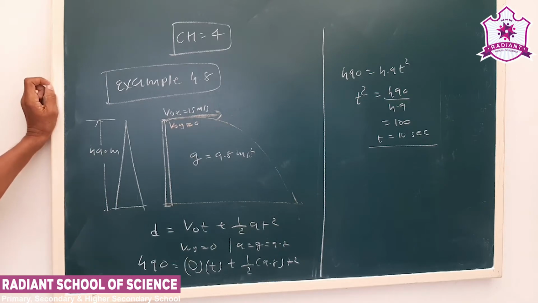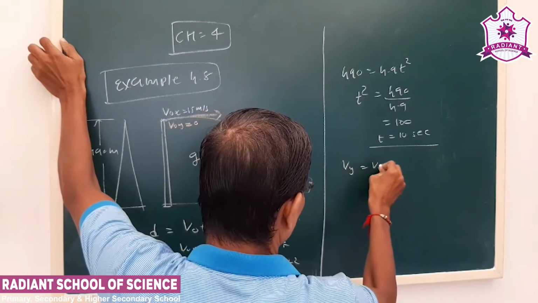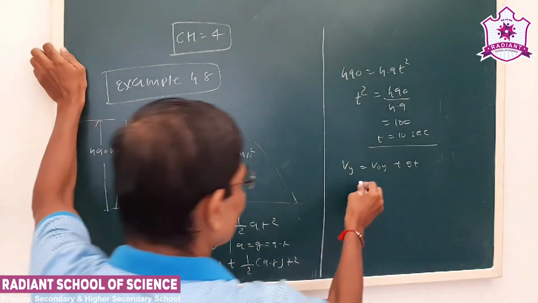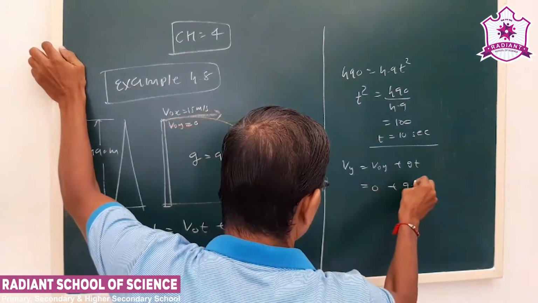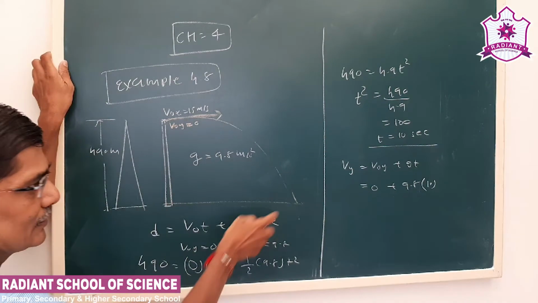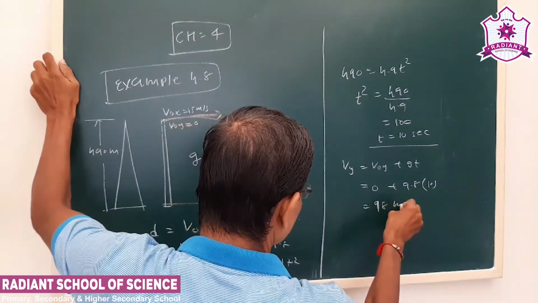Now the horizontal velocity, or x component of the velocity, is constant, but the y component will be variable. vy is v0y plus g t. v0y is 0 initially, g is 9.8 and the time we have obtained is 10. In 10 seconds it reached the ground. So vy is 98 meters per second.